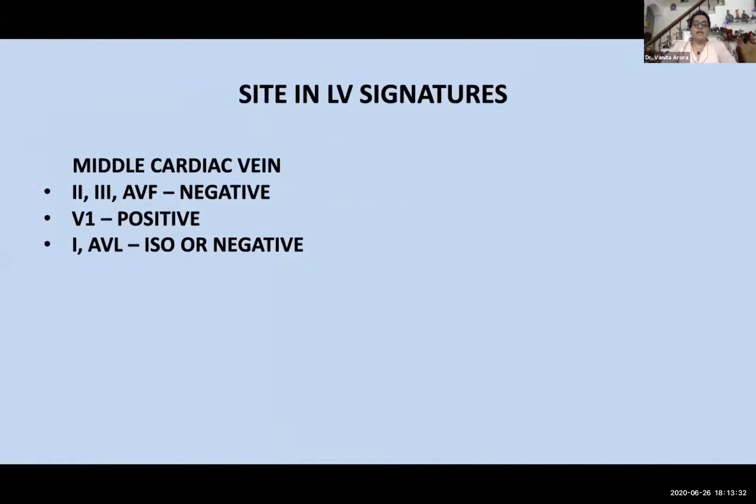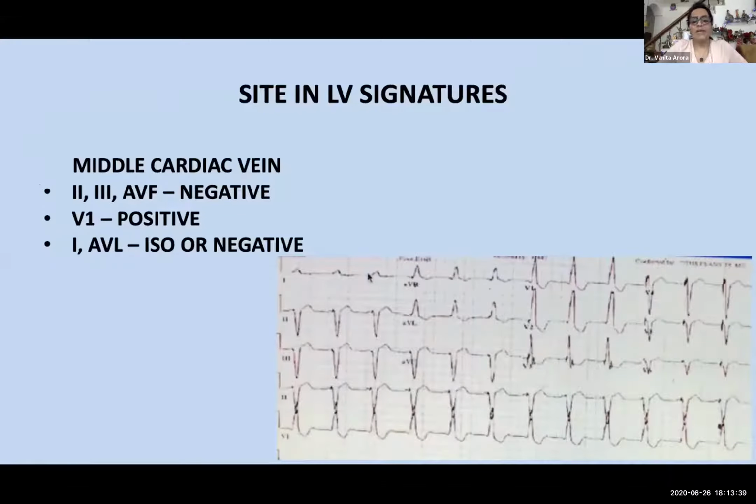In case there are certain sites in the LV which we sometimes choose to pace, such as the middle cardiac vein, well, you are in the middle cardiac vein, your V1 will be positive, your lead 2, 3, aVF will be negative, but look at lead 1. You look at lead 1, this is positive. Whatever you do to do the programming in these leads, in case your lead 1 is positive, then you have to reposition your lead and there is no second thought about it. This is not a good decision to leave the patient here.